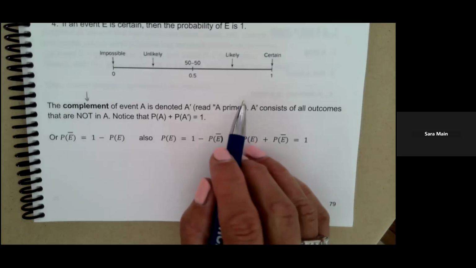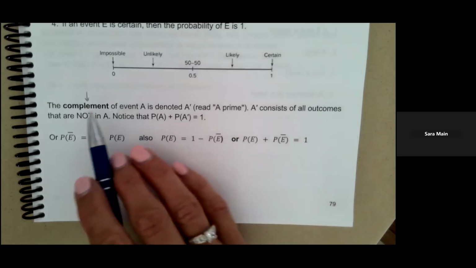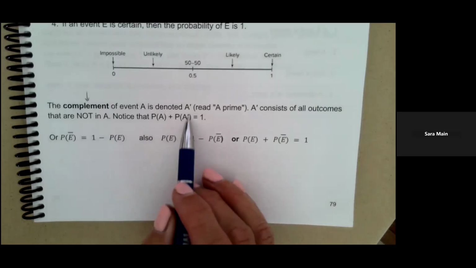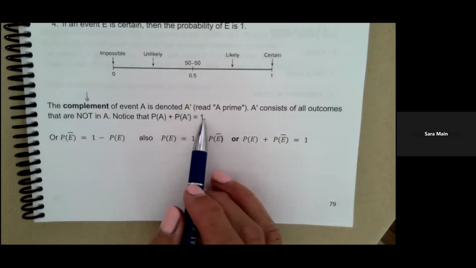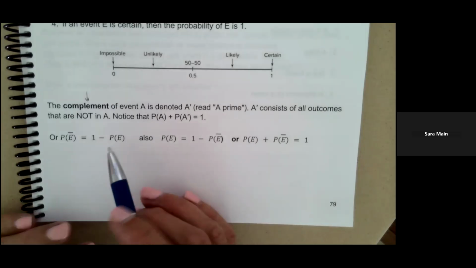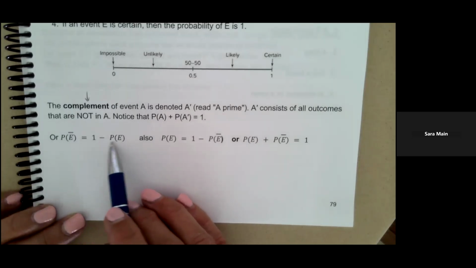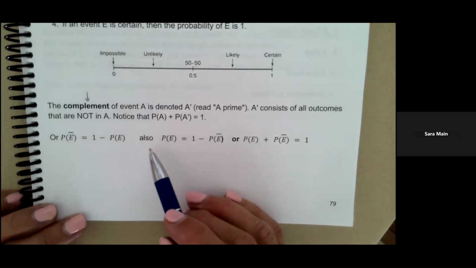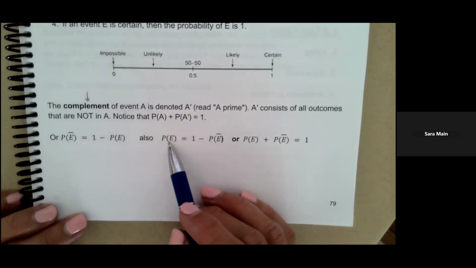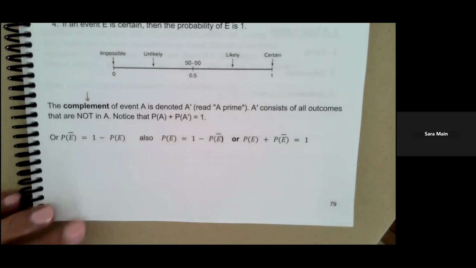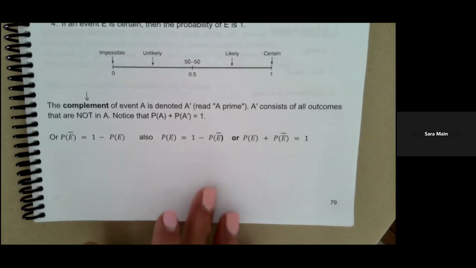So A prime or the complement consists of all outcomes that are not in A. So that means the probability of A plus its complement has to equal 1. That also means that the probability of the complement is equal to 1 minus the probability of the event. And likewise, the probability of the event is equal to 1 minus the complement. So all three of these equations can be used.